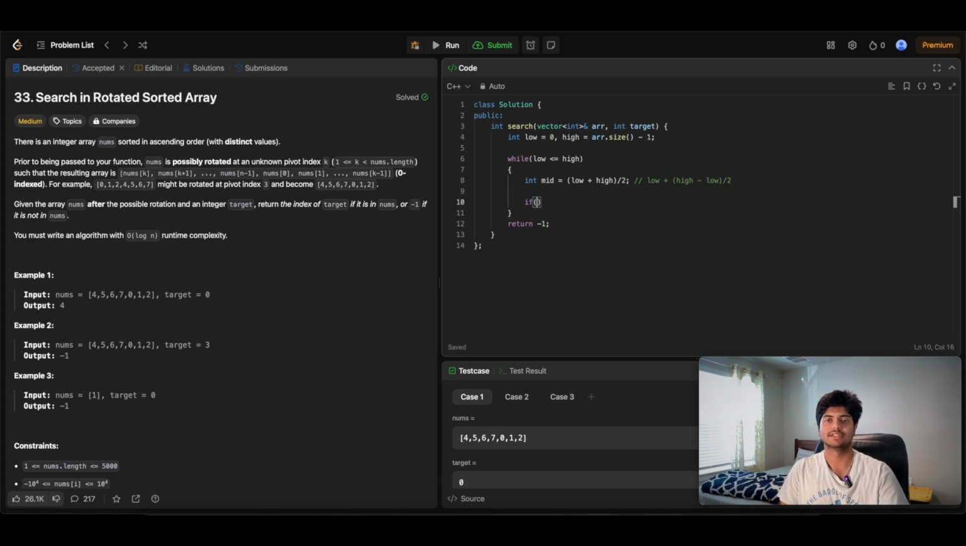But anyways, the core of the question is, first, we want to check if this is actually sorted. So we're going to use low, like we said, and compare it with mid, and check: is this the case? We know that now the left side is sorted.